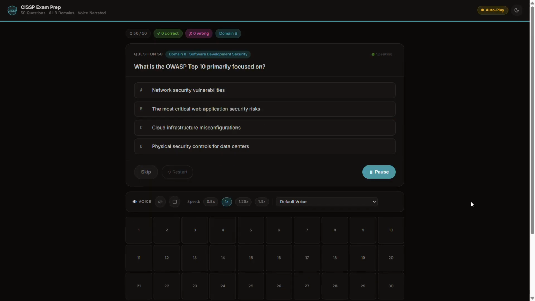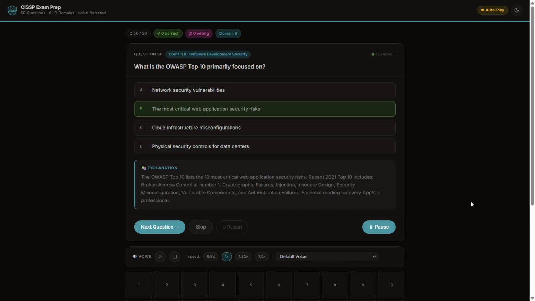Question 50. What is the OWASP Top 10 primarily focused on? Options: A. Network security vulnerabilities. B. The most critical web application security risks. C. Cloud infrastructure misconfigurations. D. Physical security controls for data centers.